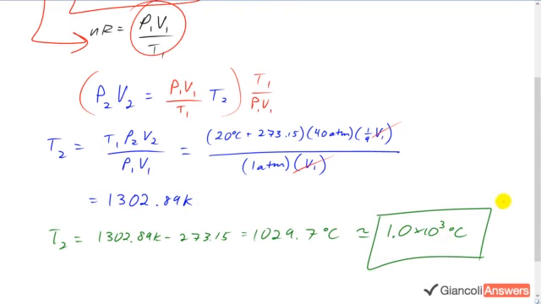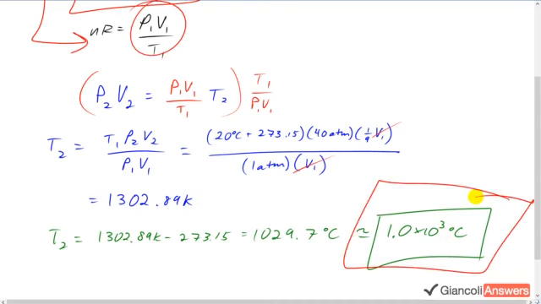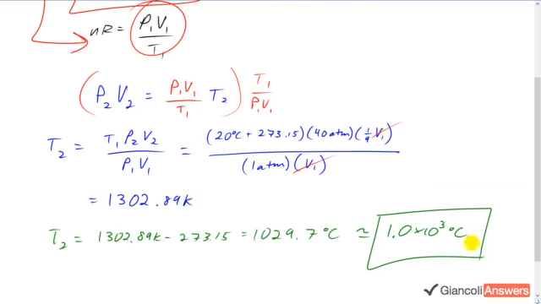And this kind of explains why diesel engines don't need spark plugs, because after compression the temperature is so high that this can ignite diesel fuel just as a result of the temperature increase because of compression.